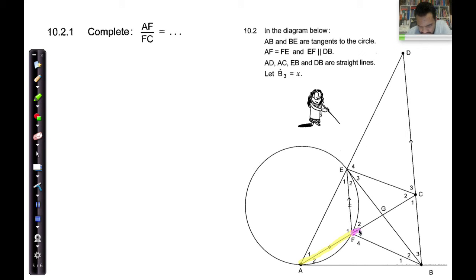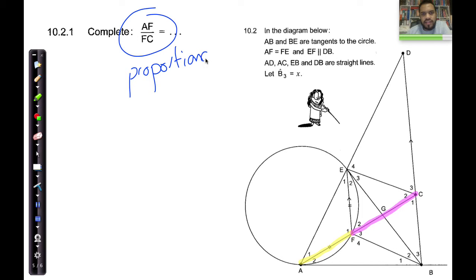Divided by FC, right? Now, this is the proportionality theorem. Really, when you start seeing fractions, you need to know that's your hint. Proportionality is involved there. Let's write neatly: proportionality. And this is a fairly simple one. It says AF divided by FC is equal to, well, let's see, there's my line.